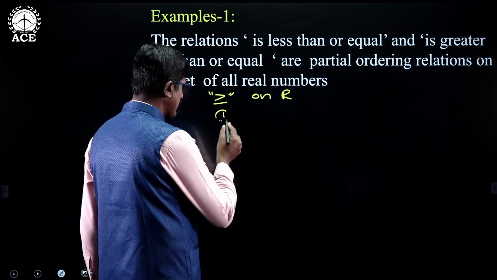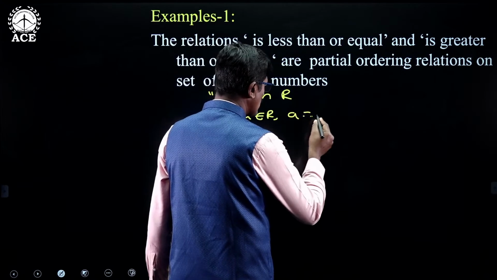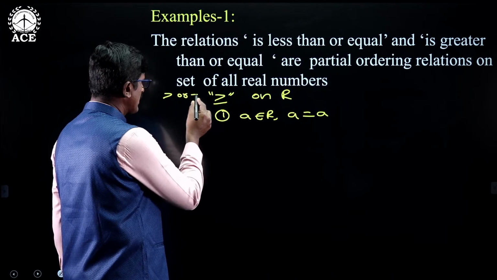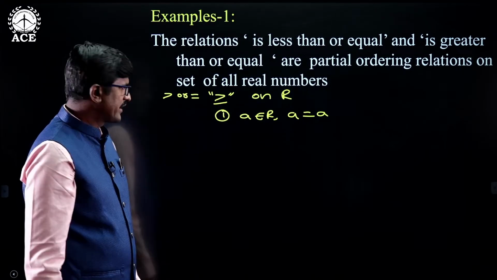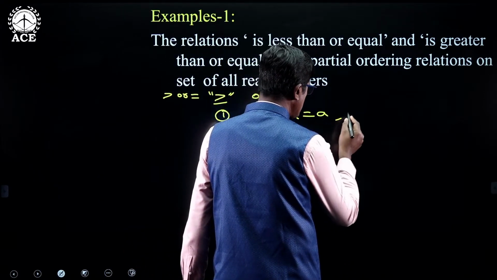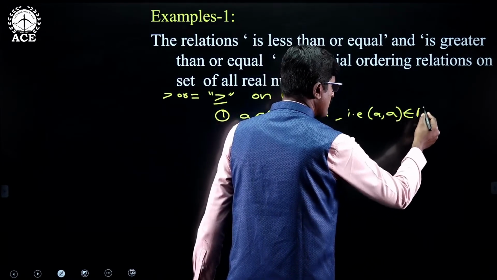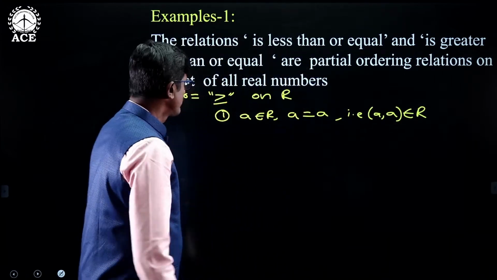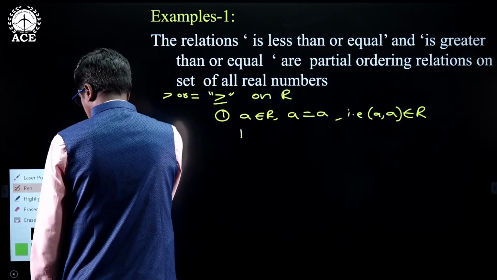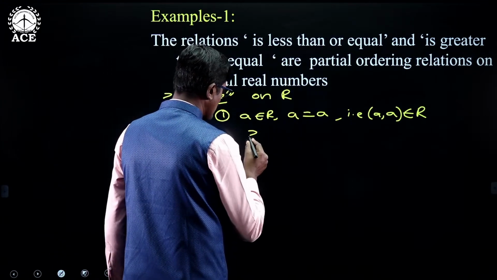First, the reflexive property. If you take any element a belonging to R, then a is equal to a. Here the relation is either greater or equal. So for any element in the real number system, a is equal to a. That is, (a, a) belongs to R, where R is the relation greater than or equal to. That is, R is reflexive. The relation greater than or equal to is reflexive.